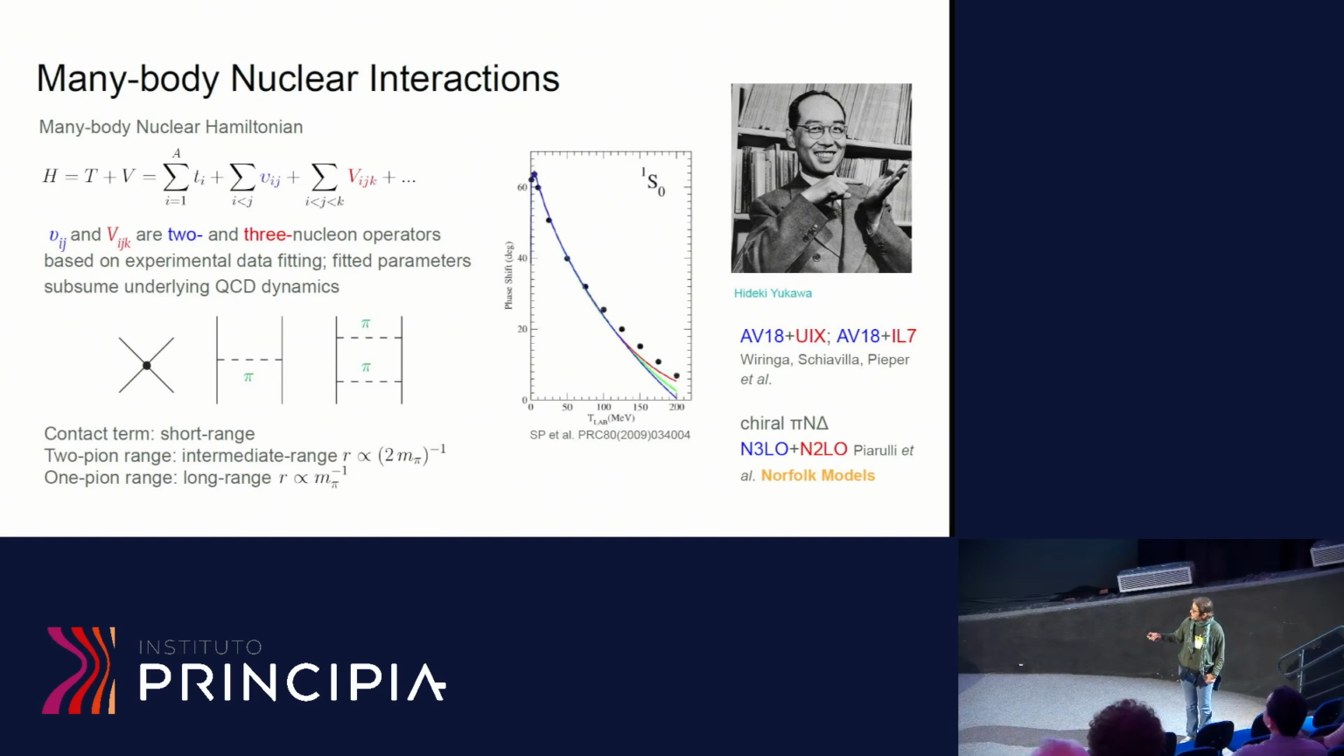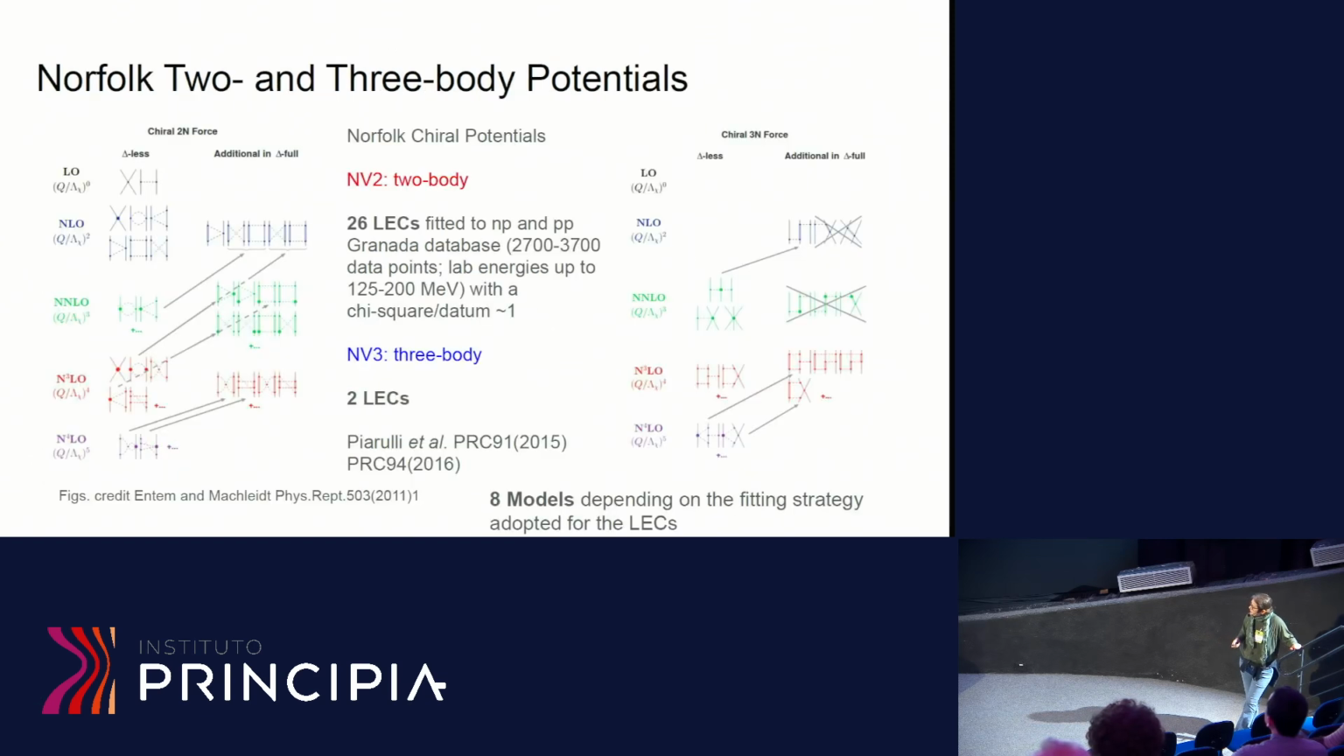For example, the AV18 and the chiral interaction differ in the way these contact short-range forces are parameterized. The AV18 uses Woods-Saxon-like functions, whereas the chiral utilizes a Gaussian representation of the short-range part of the interaction, with strengths that are determined by comparison with the experimental data. And just to give a sense, the Norfolk interactions have 26 low-energy constants in the two-body sector. They fit about 3,000 points, and the three-body force includes 2 low-energy constants.